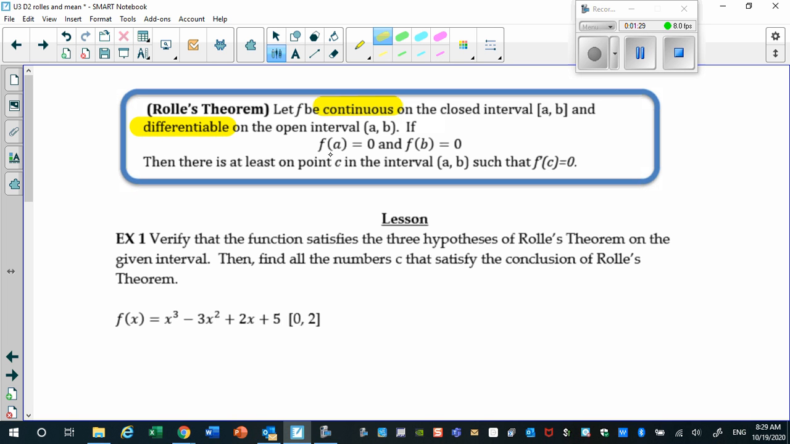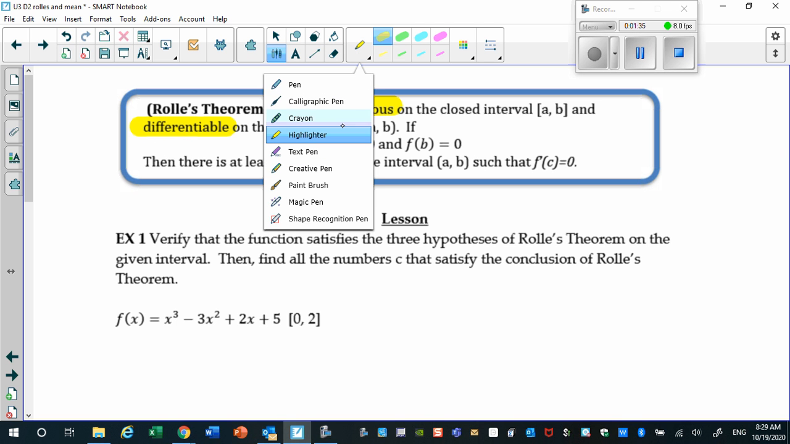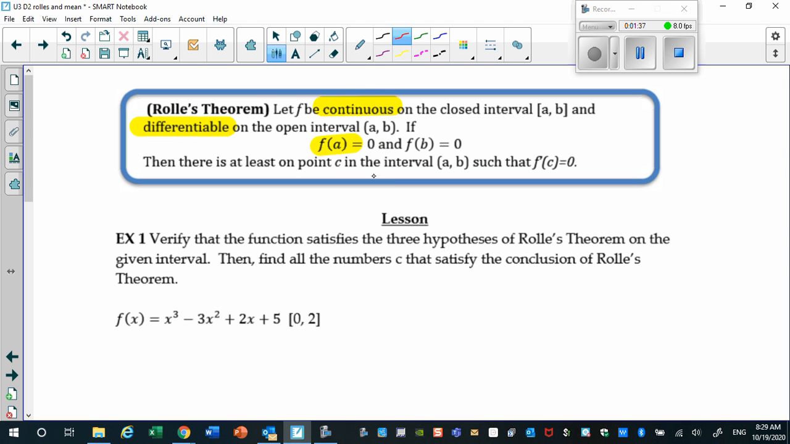It says if f of a is equal to... and that should be wrong. I'm sorry, I didn't realize that I had not fixed this. I apologize. If f of a equals f of b, then there is at least one point c between a and b such that f prime of c equals 0. Here's what I mean.